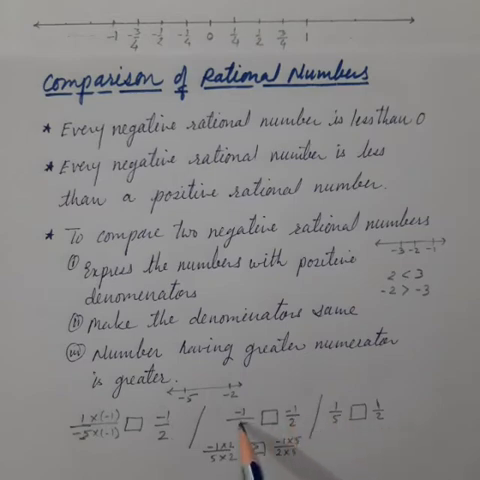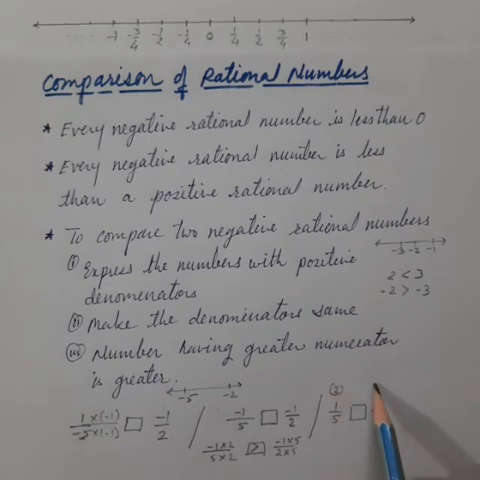When two rational numbers are negative, ignoring their negative signs, first compare the fractions. Cross multiply. 2 ones are 2 and 5 ones are 5. So this 1 by 2 is greater than 1 by 5. But when we take the negatives of both the numbers, this sign gets reversed. So minus 1 by 5 is greater than minus 1 by 2.